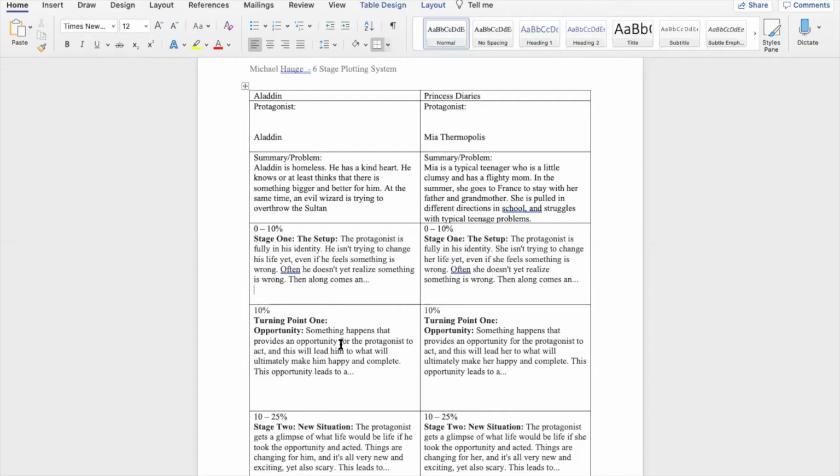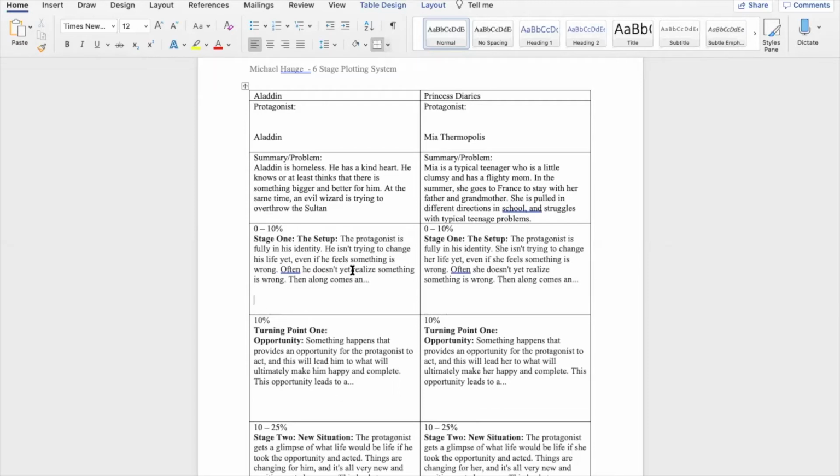If you were to have created Aladdin, what would that look like? So I have the summary of the problem here, right? And again, the protagonist, Aladdin, he is in his own element. Again, that's one of the things I really like about Michael Hauge: not only does he talk about the physical journey, but he talks about the mental and emotional journey. So Aladdin is comfortable with who he is, right? He's a homeless kid. A lot of people refer to him as a street rat.